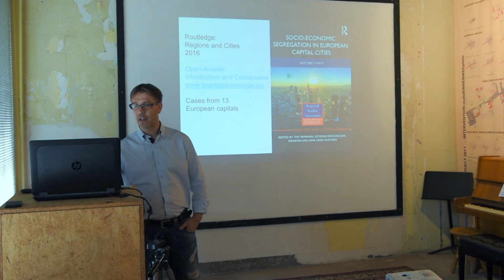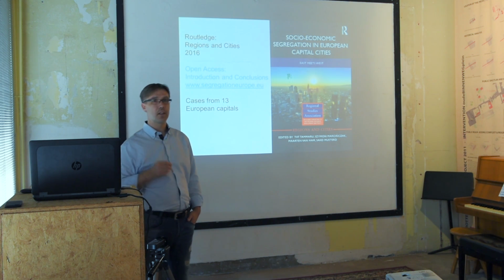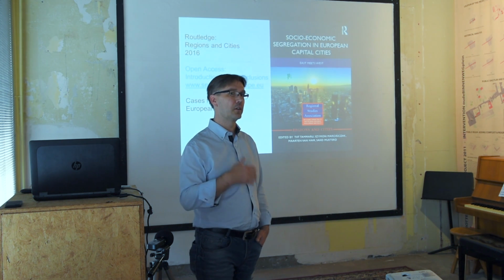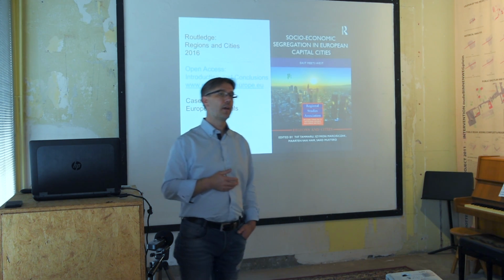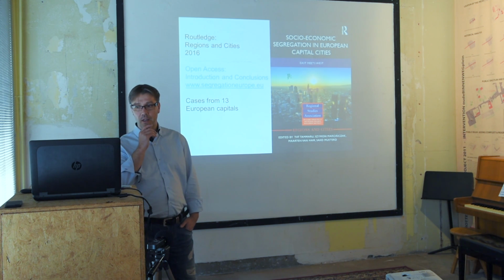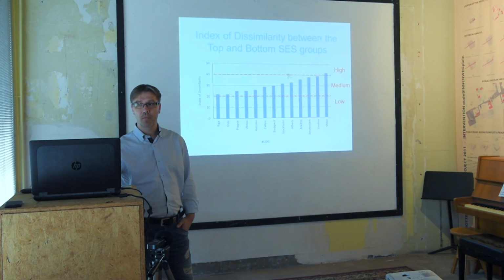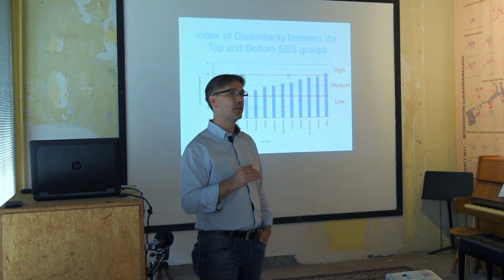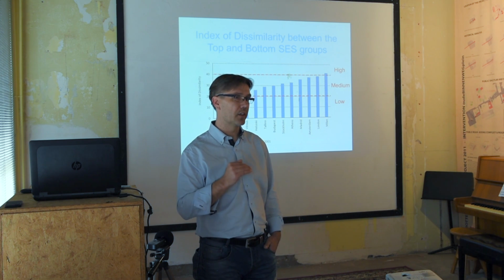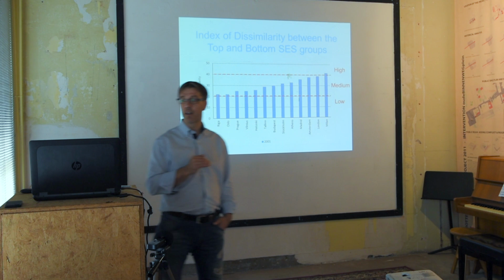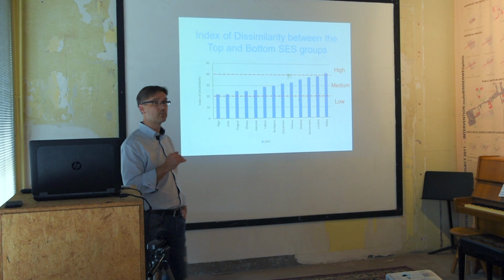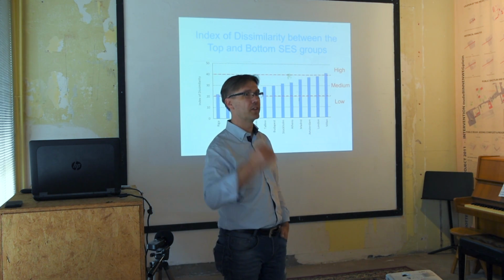So what we can see, and that's a study that I present now, conducted with a group of people in different cities and universities across Europe, is that the levels of segregation really have changed in the cities, and they have increased. First, let us look at the segregation between top and bottom socioeconomic groups, simply put, between poor and rich.